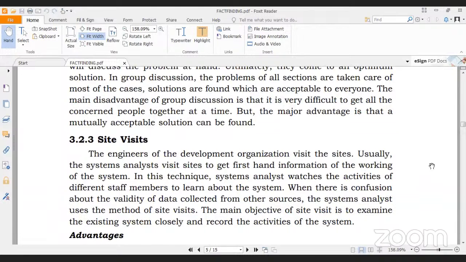Usually the system analyst visits sites to get first-hand information on the working of the system. In this fact-finding technique, the system analyst watches the activities of different staff members to learn about the system. When there is confusion about the validity of data collected from other sources, the system analyst uses the method of site visits. Site visit is the most important interactive fact-finding technique.